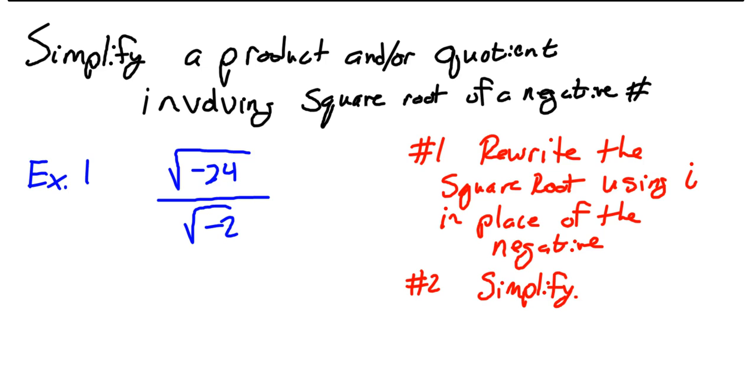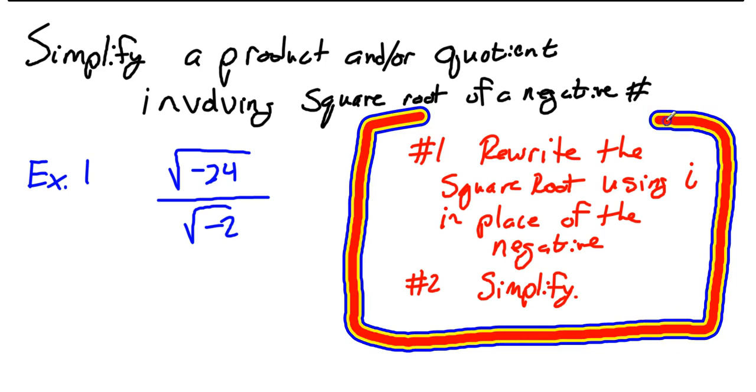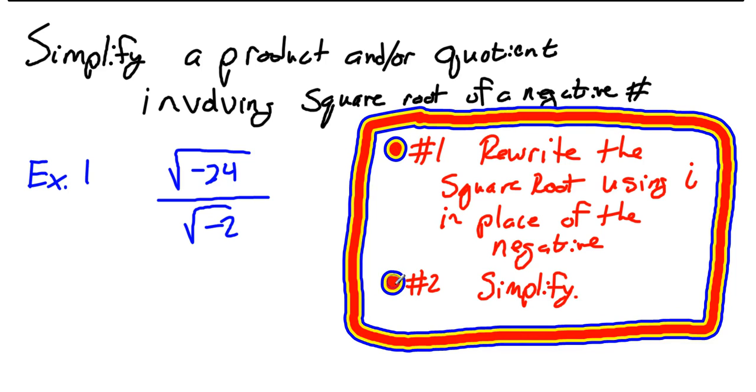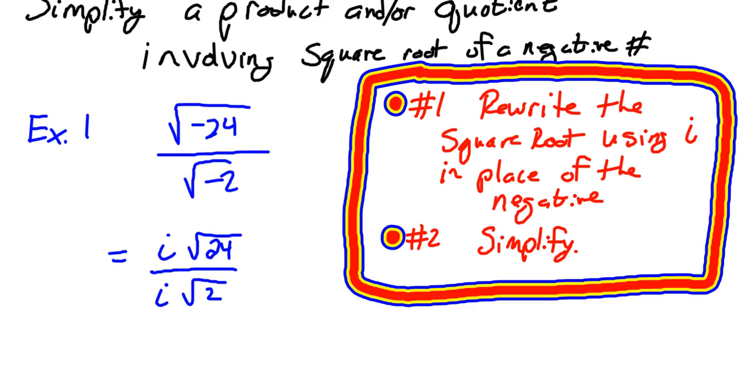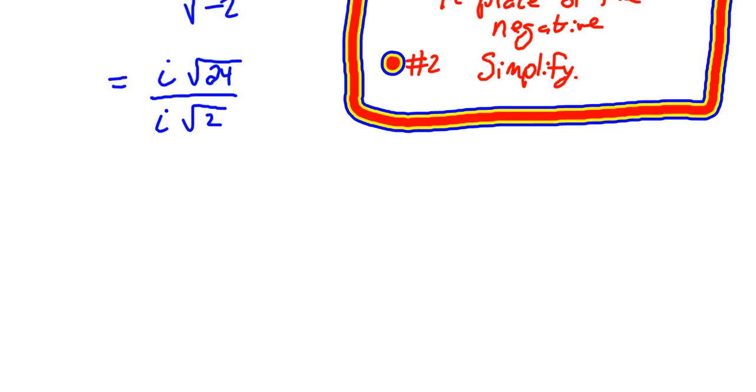But the biggest thing on this one is before you do anything at all, you've got to rewrite the square root without the negative number that's in there. So for this one, the very first thing you'd have to do is take out this 24. And again, as soon as you see a negative, just put an i on the outside. That's really what it comes down to. So it's i times the square root of 24 over i times the square root of 2. Okay.